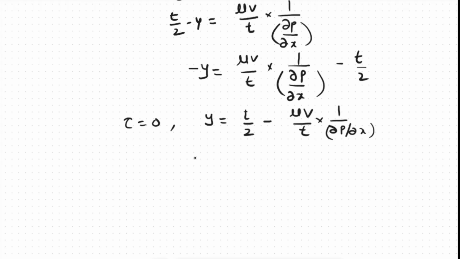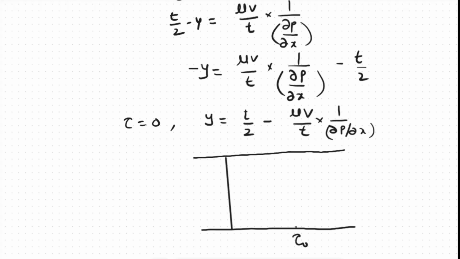Now let us plot this on our diagram. So if this is the 0 line for the tau, this will be equal to tau 0,1, and this will be equal to tau 0,2, and this will be equal to the value of y where tau is equal to 0. So in this way I can draw the linear distribution for the shear stress.